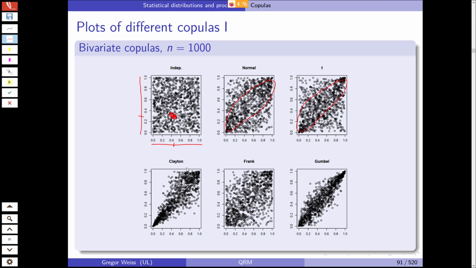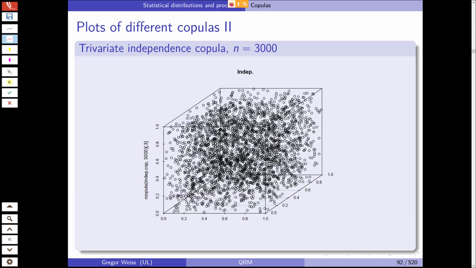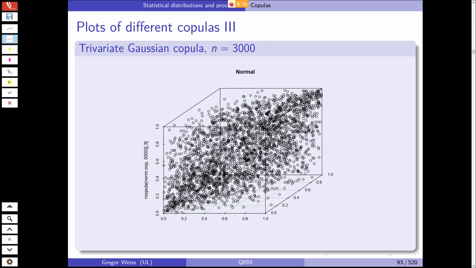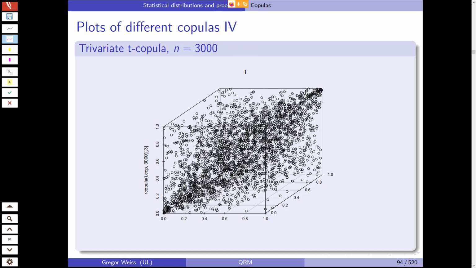Okay, so these are some examples of copulas. This is the trivariate case, so it's three-dimensional. We can still plot this, but we need more observations because, due to the curse of dimensionality, 1,000 observations would simply be lost in this three-dimensional space. So this is the independence copula. This is the normal copula. And this is the T copula.